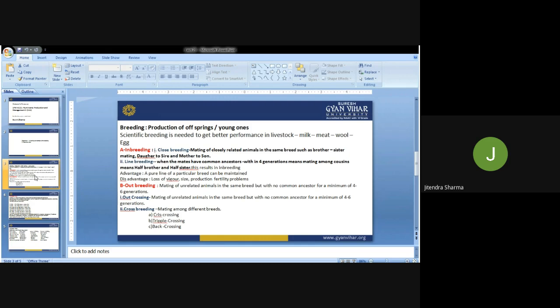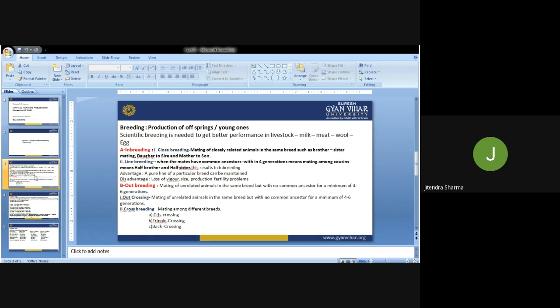Then crossbreeding: mating of different breeds of the same species, which we call crossbreeding. Generally we know that we are preparing crosses in our country from exotic breeds like Jersey, Holstein, and Ayrshire. These are all important breeds whose males we bring over here, and we are rearing them and crossing them with our indigenous breeds. So this is the mating where different breeds mate together, but of the same species.